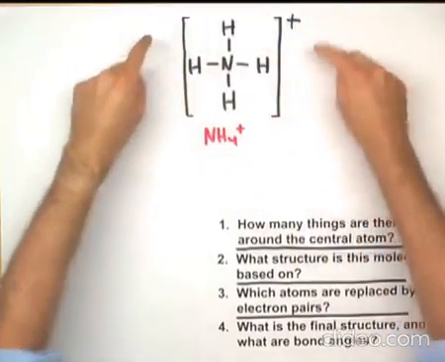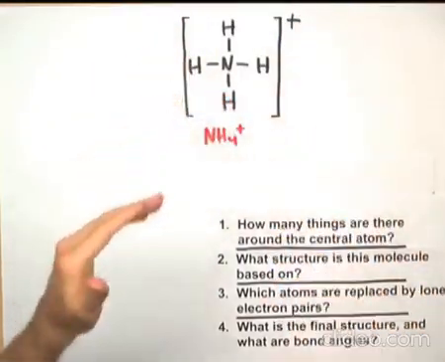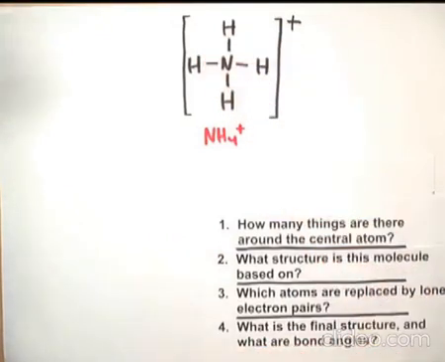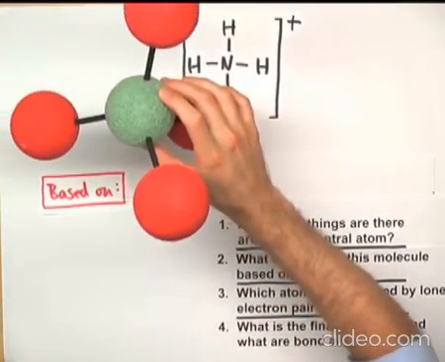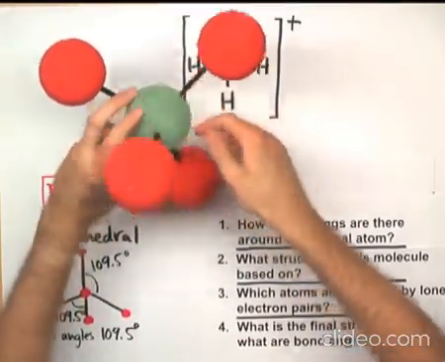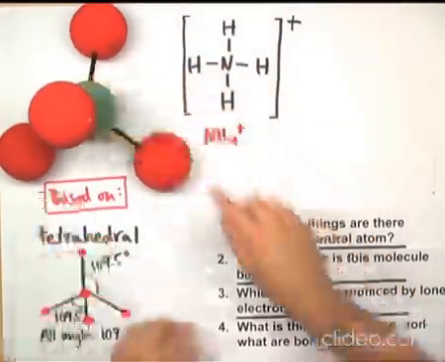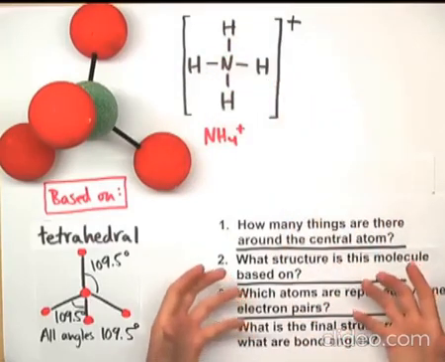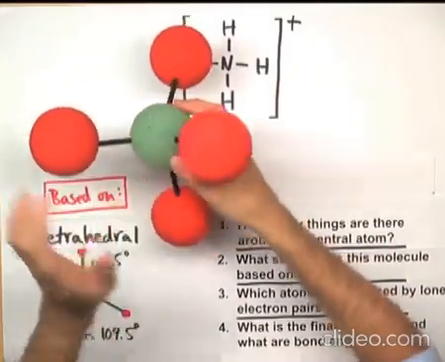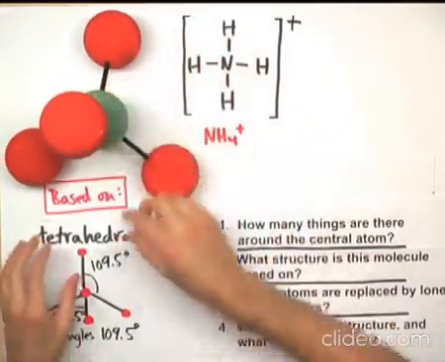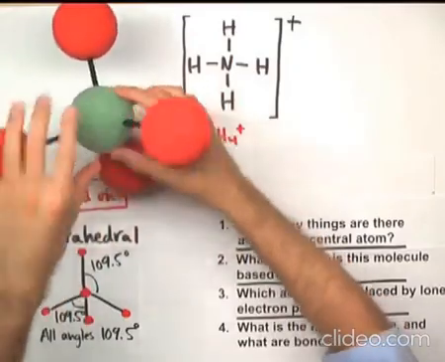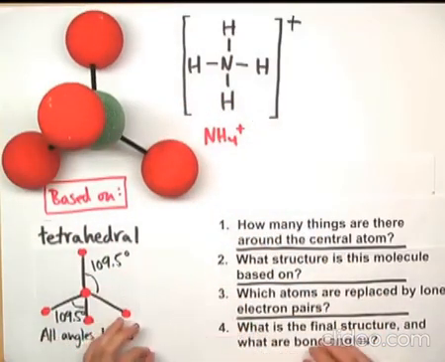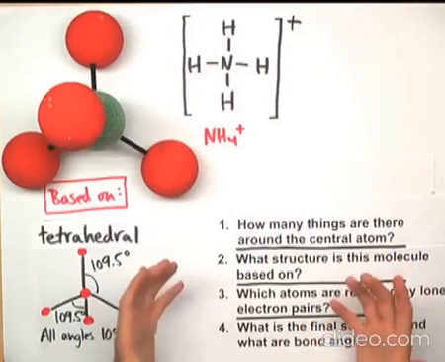NH4 1+. How many things around the central atom? 1, 2, 3, 4. So that means it is based on this tetrahedral shape, 4 things around a central atom. And for number 3, none of these things around the central atom are unshared electron pairs. So we're going to have 4 atoms surrounding the central atom. We're going to have a tetrahedral shape as our final shape, and the angles between each bond are going to be 109.5 degrees. Okay, you might be getting the hang of this.